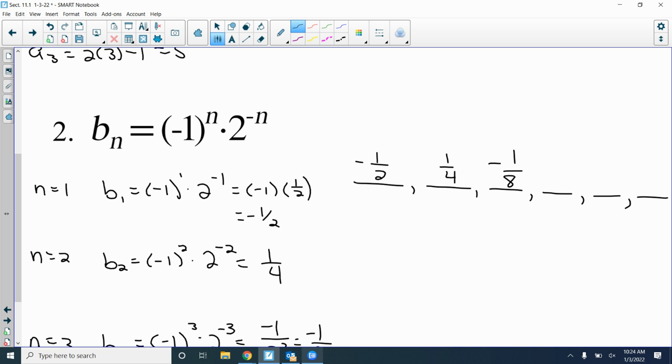Well, from here, what's my next one going to be? It's going to be a positive what? 1/16, and then negative what? Negative 1/32, and then positive 1/64.